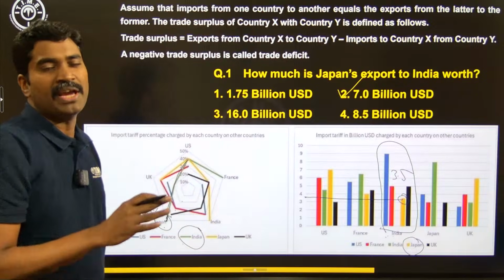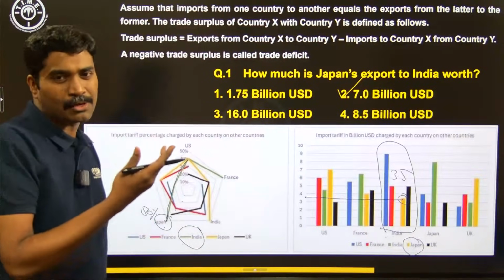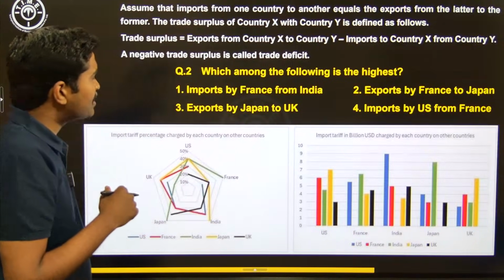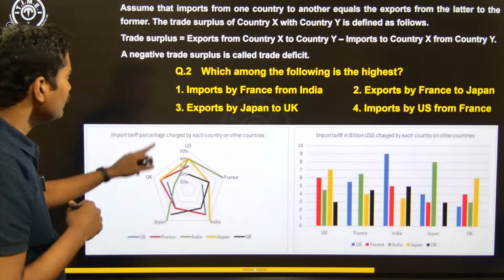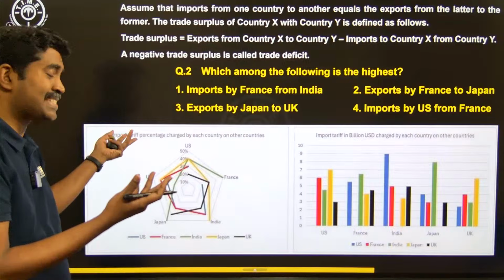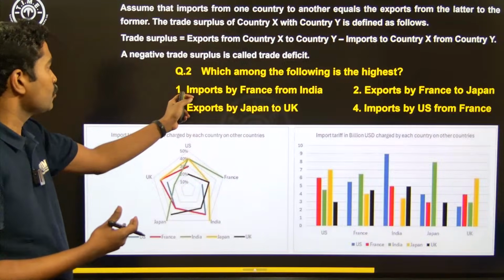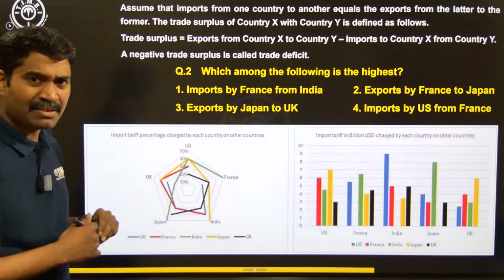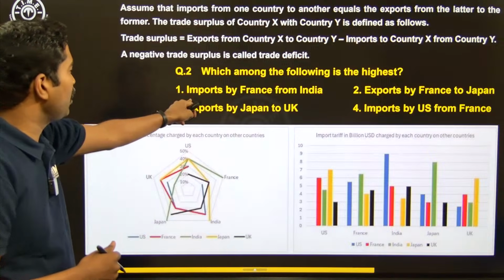First question, very easy question, confidence booster like anything. Let's hope the other questions would be as easy, right? The second question: which among the following is the highest? Now this one is not so easy, but I think we can still do it because we figured out how to read these two charts. So we'll have to find option 1, option 2, option 3, option 4, and then identify which is the largest.